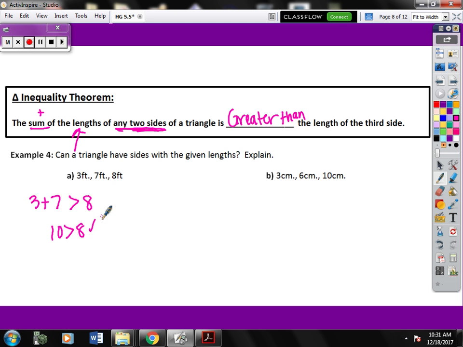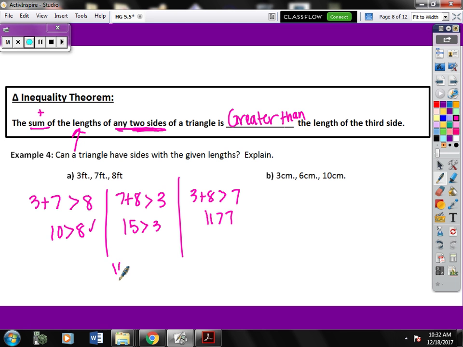Yes. You have to test all three though. So next we could do 7 plus 8. Is that greater than 3? Yes. And then the last one I'm missing is 3 plus 8. Is that greater than 7? Yes. So yes, these would form a triangle, a closed shape.